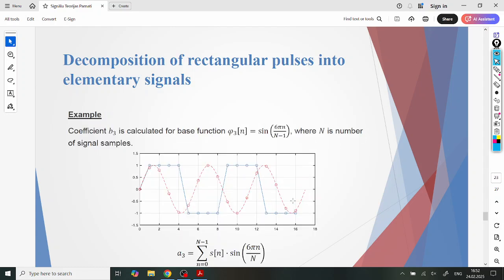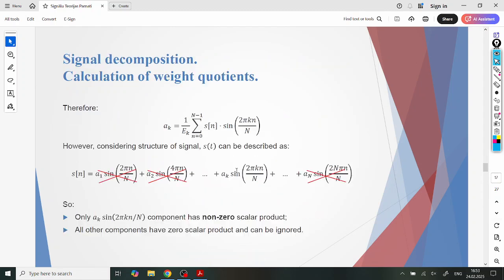Here you can see some signal samples in the blue line, and some component for which we try to find the contribution in the red line. Now you need to calculate the scalar product between your signal and this component. They do not have to be orthogonal, but the fact of which components it consists of actually helps quite a lot.